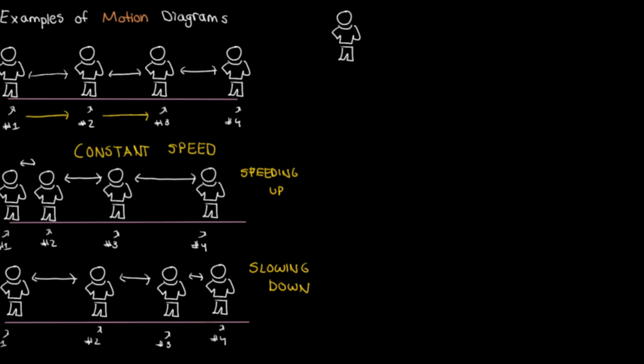So I'm going to give you an example. We can say this is constant speed. This is speeding up, and this is slowing down. So based on that, I'm going to be giving you an example.